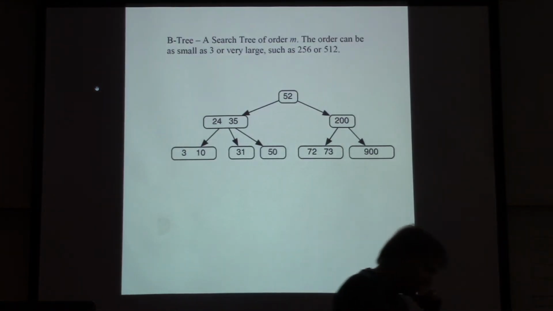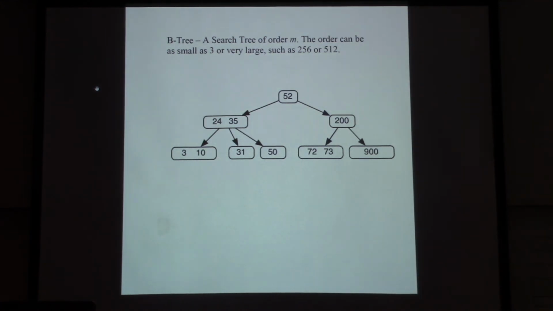Okay. So this is probably a little bit of a truer implementation of a B tree without being a B plus tree. Okay. So the B tree is a search tree of order M. The order can be as small as 3 or very large like 256 or 512. Now, what happens to the shape of the tree as M is increasing from 3 towards big values like 256 and 512? What happens to the shape of the tree? It goes very, very wide, but not very, very high. And what's the advantage of that?